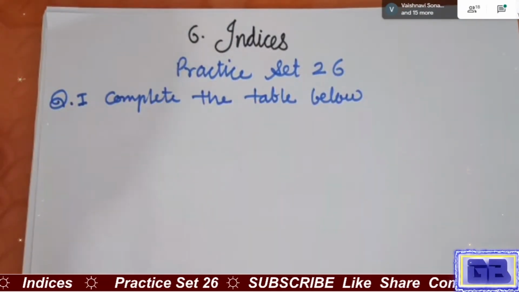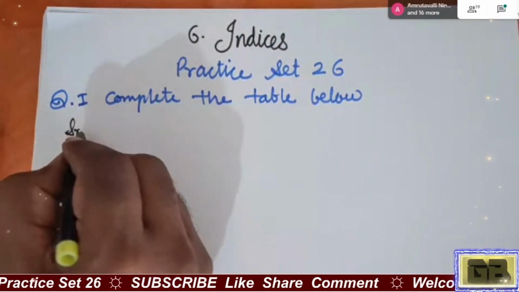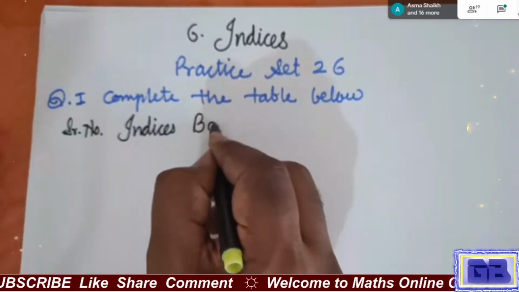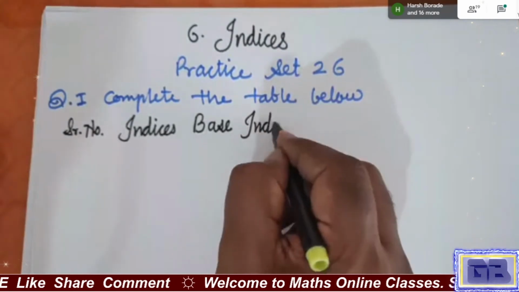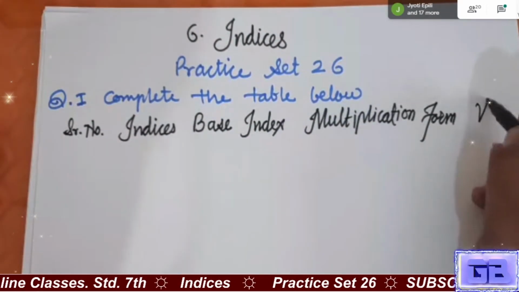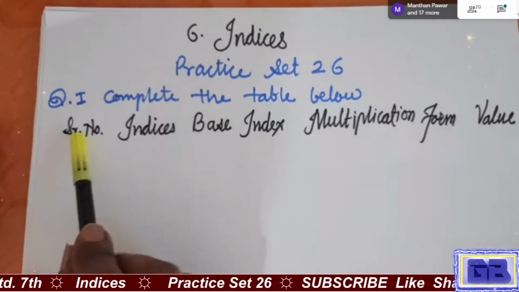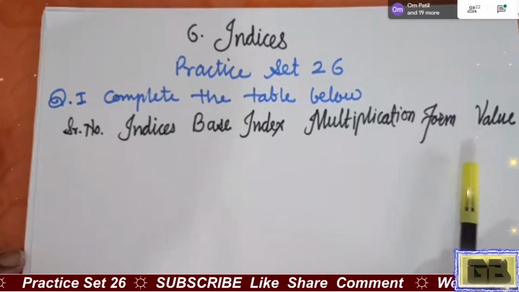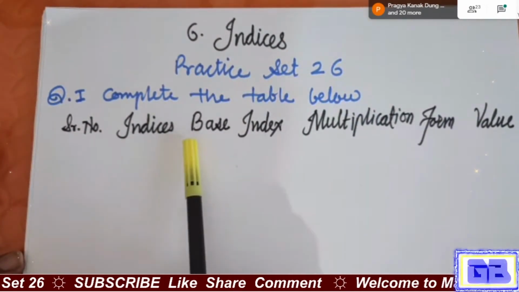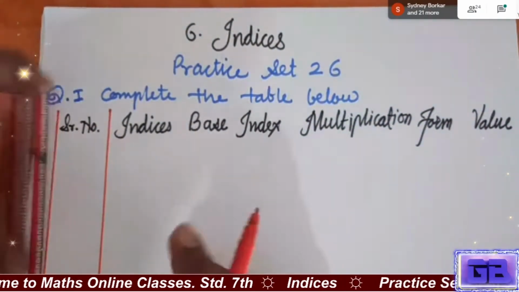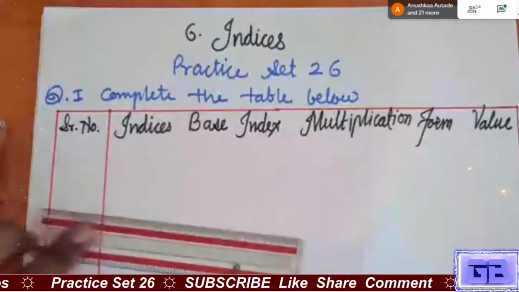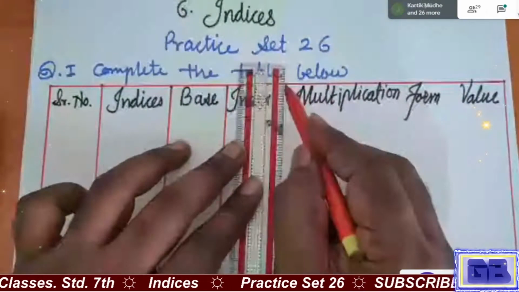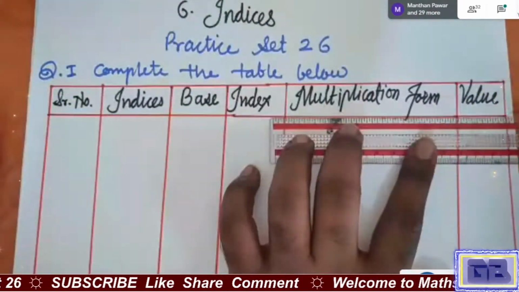We have to draw this table. In that, first one is serial number, second one is indices, third one is base, then index, then multiplication form, and lastly value. Among all these columns, multiplication form we require more space. In other columns, single numbers we have to write. So I'm drawing this table. You can also start drawing this table along with me.